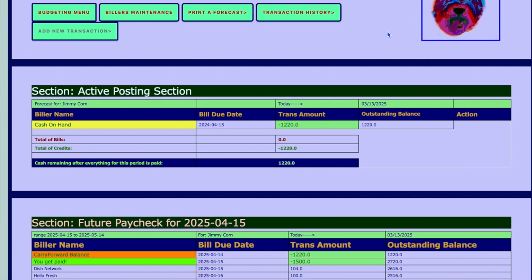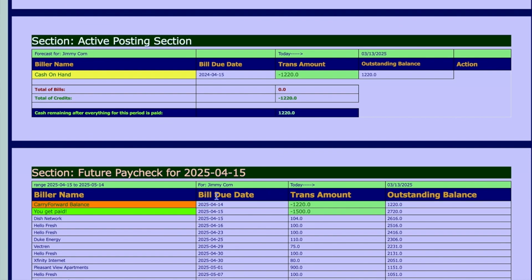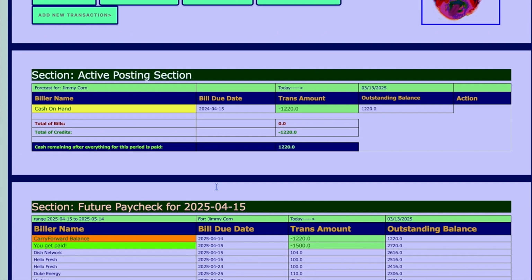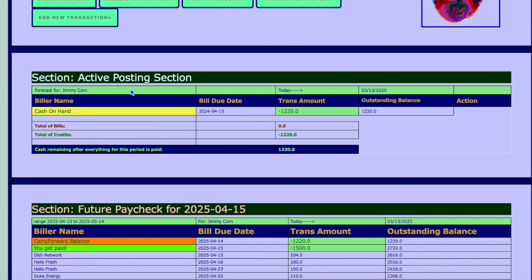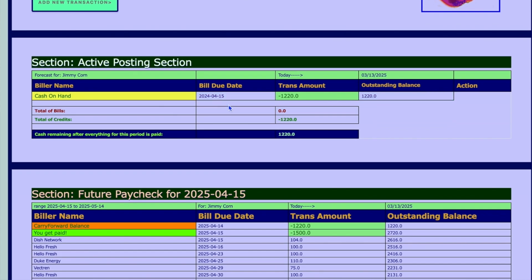All right, so this person, we said their next paycheck was going to be April 15th. In this active posting section, which is where you pay your bills from, if anything is due, it's going to show up here, and there will be a button next to it that you can pay, and then it'll disappear until the next month. But there's nothing here that's due based on the bills that are in there now.